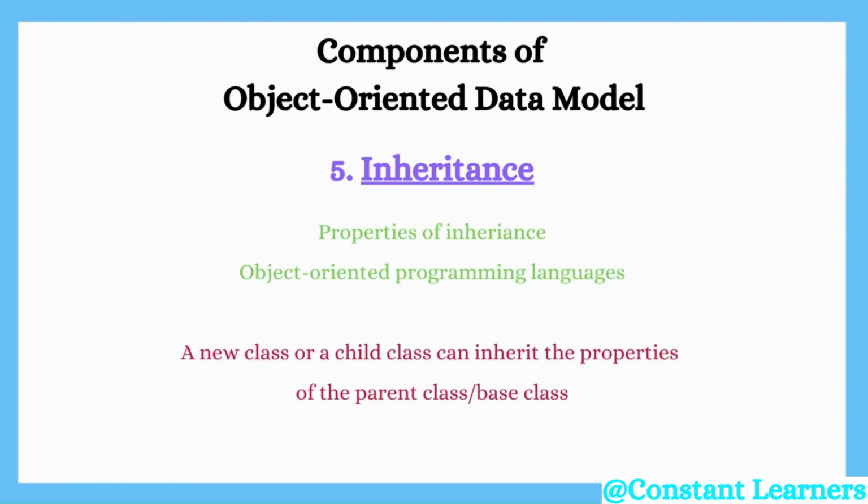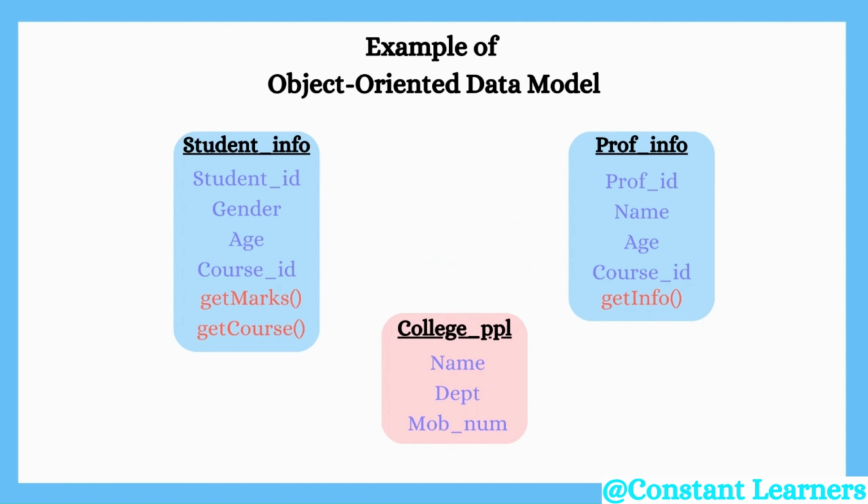All right. Let's quickly take an example of an object-oriented data model. See, here this student info is an object. This is object 1, let's say, and professor info is object 2. There we had entities. Here we have objects. Then these student ID, gender, age, and course ID are nothing but the attributes, similar to the entities, because objects also have attributes. All right. So these are the attributes.